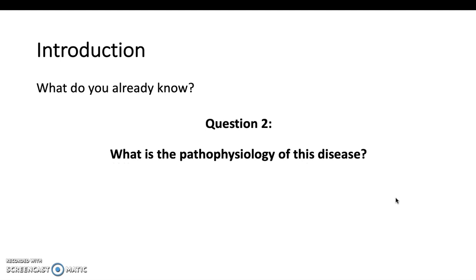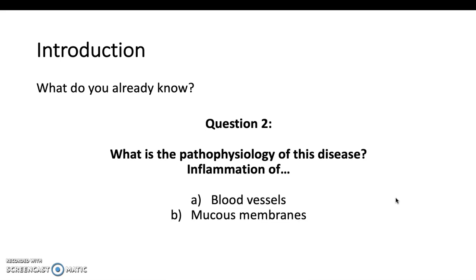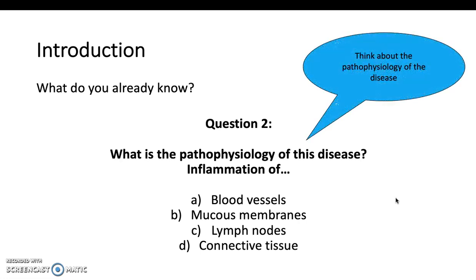Question 2, what is the pathophysiology of this disease? So it's inflammation of blood vessels, mucous membranes, lymph nodes, or connective tissue. So it's blood vessels and it is defined as a vasculitis.